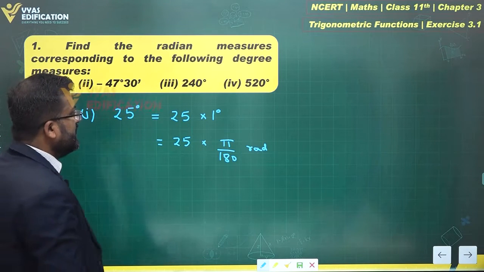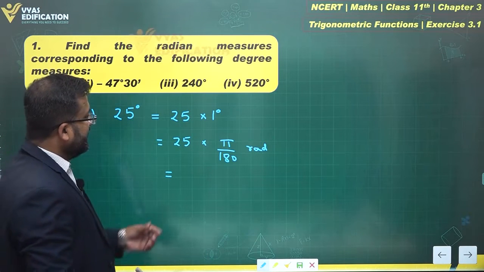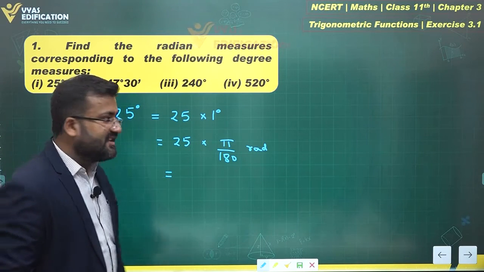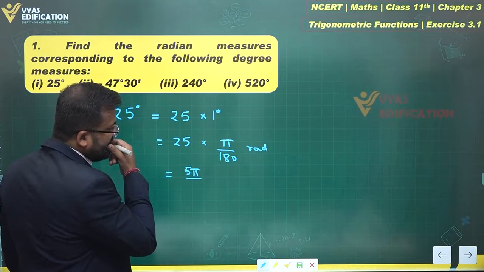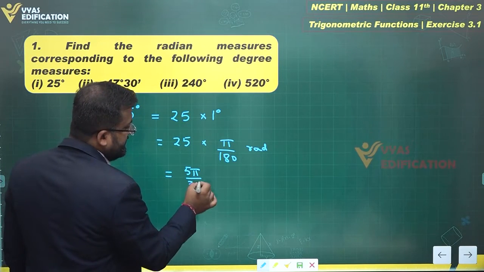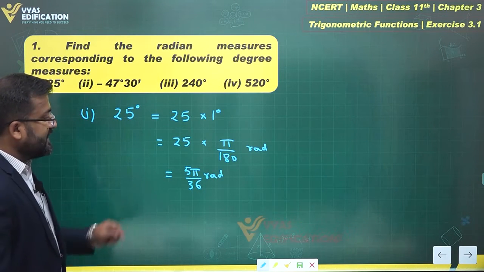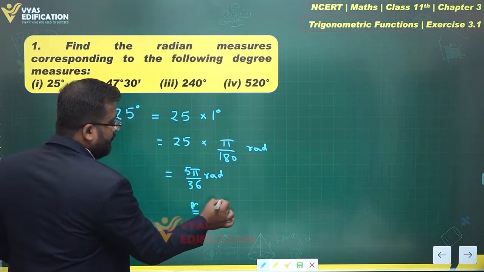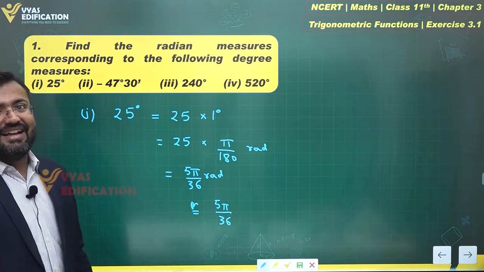Okay, so let's simplify this further. 25, 180. Will this get cancelled? Yeah. The factor of 5 will get cancelled, and you can say this is 5 pi over 36 radians. This is what you get. Or you can simply write it as 5 pi over 36. There's no need to write rad over here.